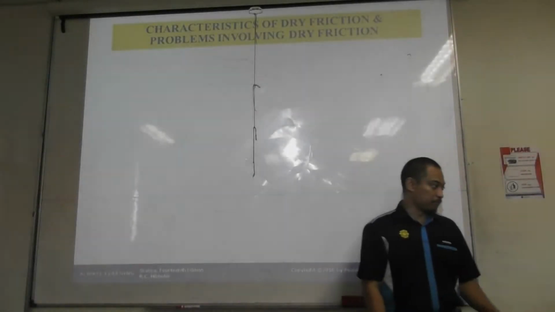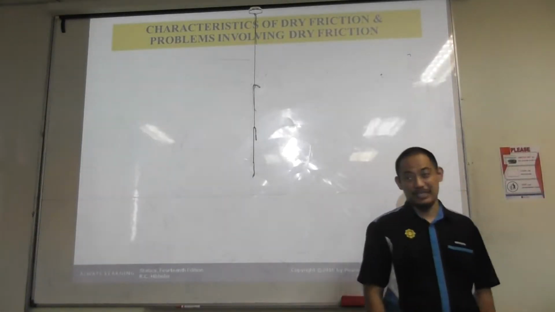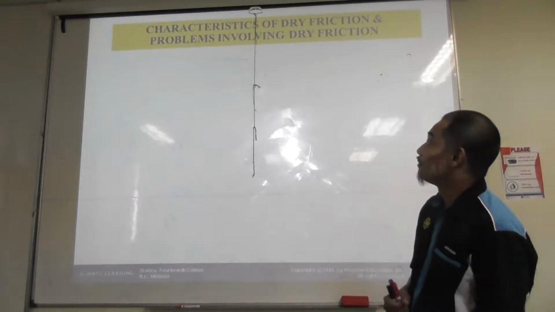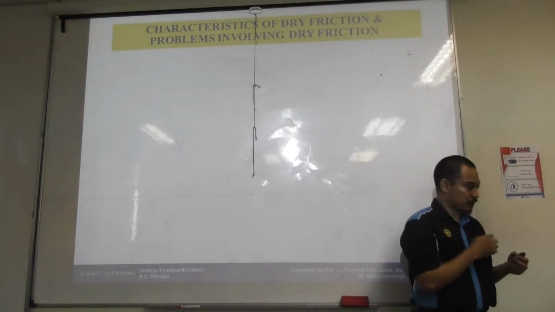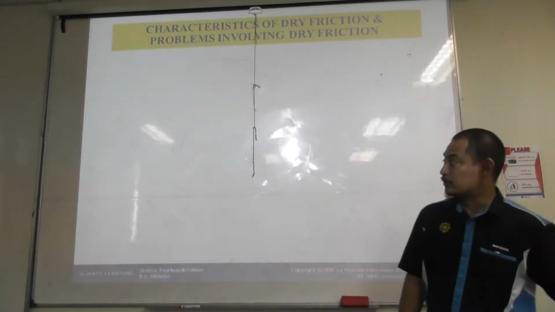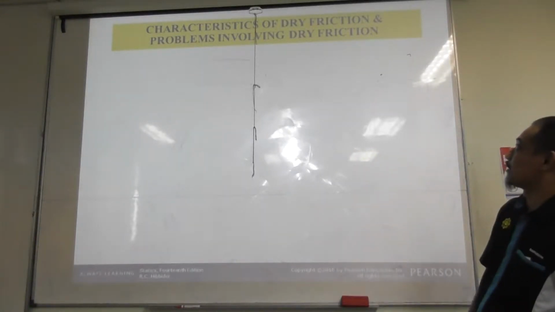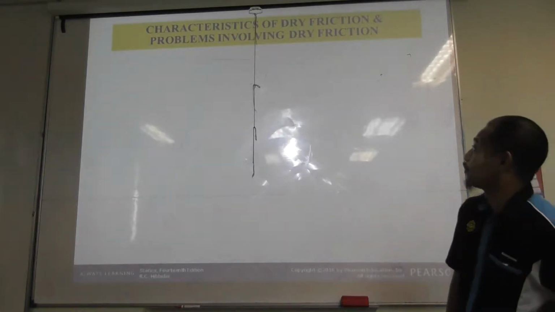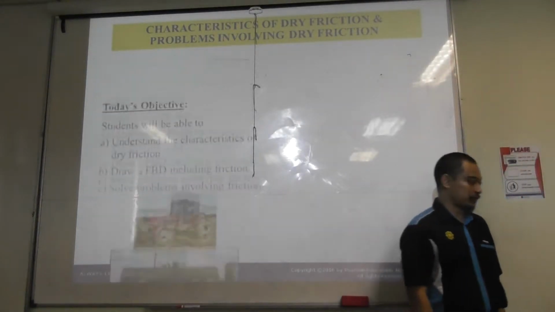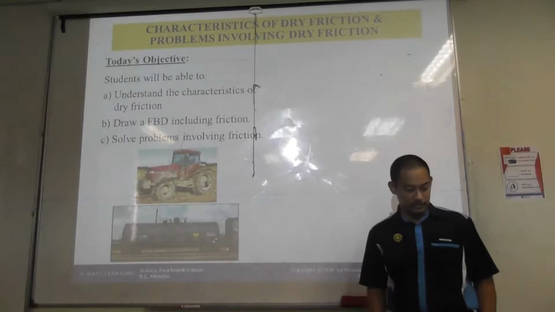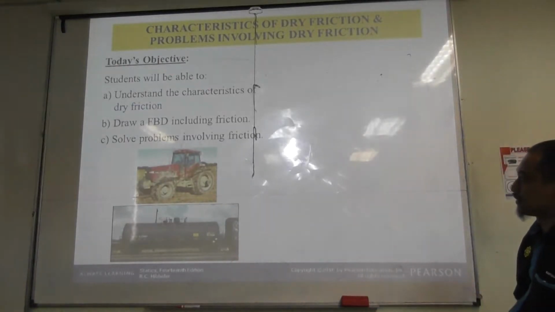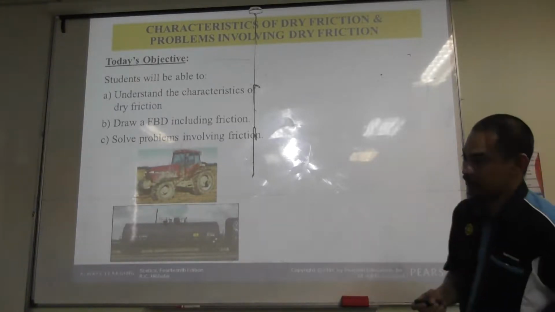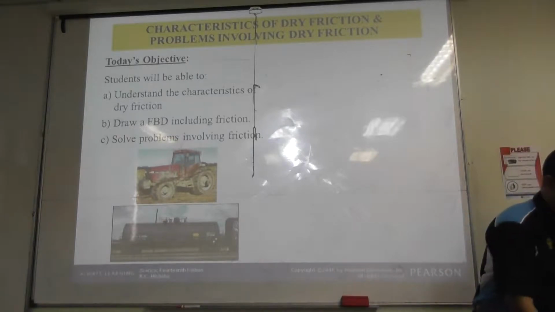So today we'll go into chapter 8, which is involving friction. So yeah, this is characteristic of dry friction and problems involving dry friction. So for the objectives, towards the end of the lecture, you should be able to understand what is the characteristic of dry friction and then know how to solve using free body diagram and also equation of equilibrium.